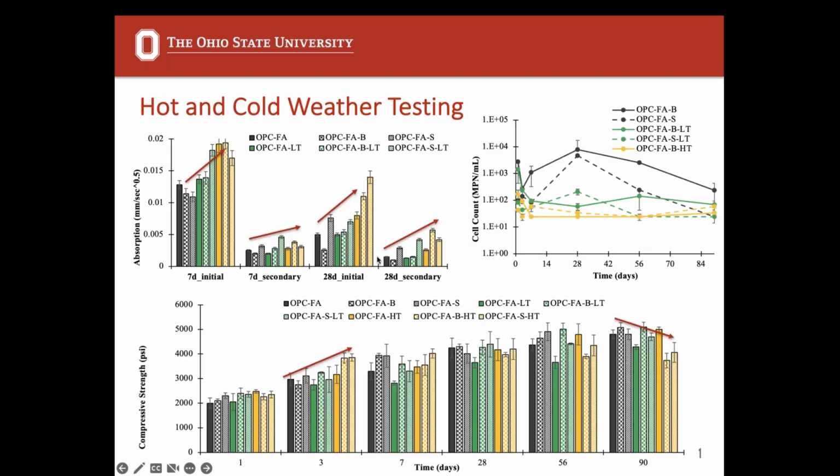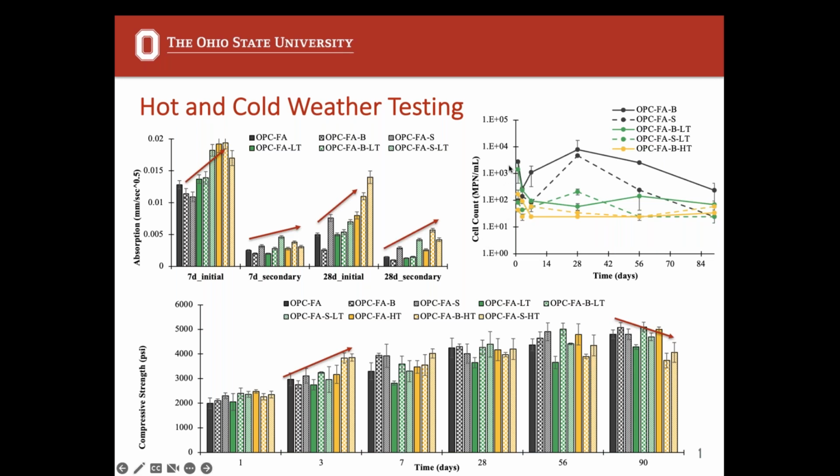With our hot weather testing, hot is shown in yellow and cold is shown in green. We see increasing strength, or increasing absorption actually, with hotter temperature curing. This makes sense because we're essentially reducing the density of hydration products by accelerating the initial curing. And we did see, or we saw actually worse absorption in our bacteria samples compared to the control, which is in the solid material.